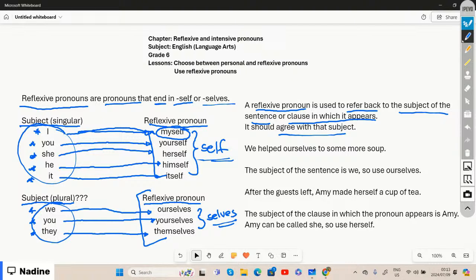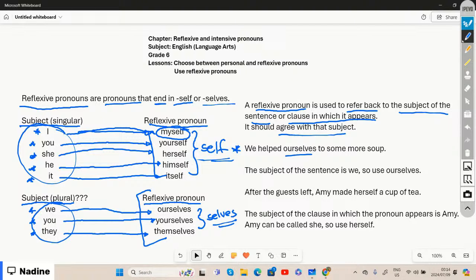If they're talking about one person, then of course our reflexive pronoun is going to end in self. And if it refers to more than one person, our reflexive pronoun is going to end in selves, right? If we look at an example: we helped ourselves to some more soup.